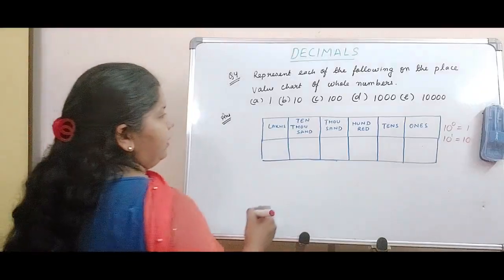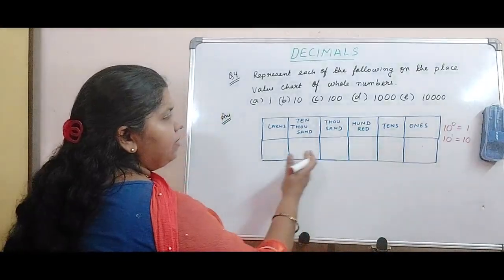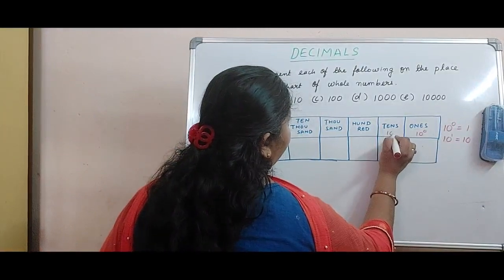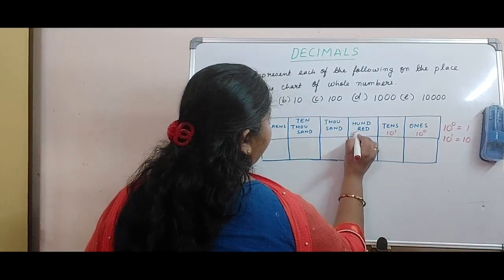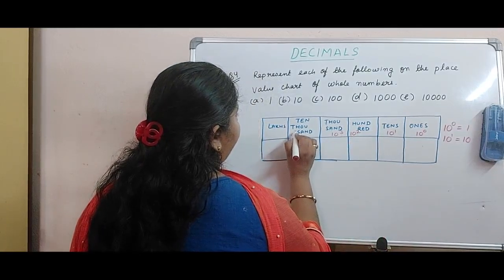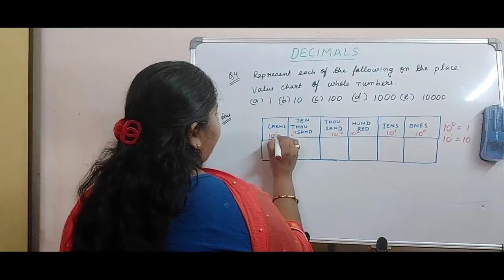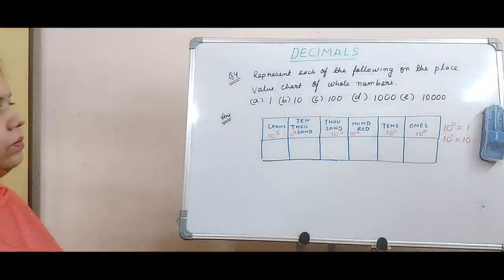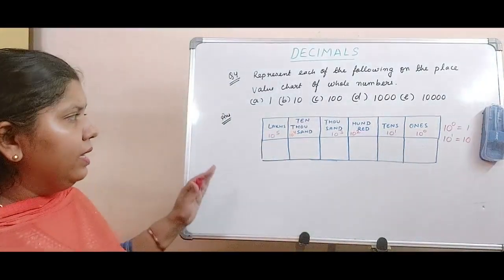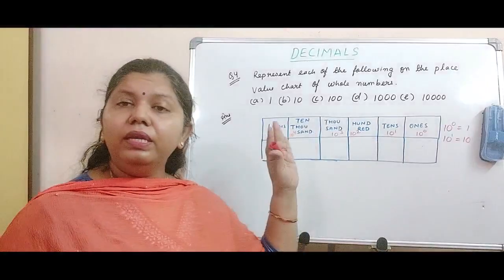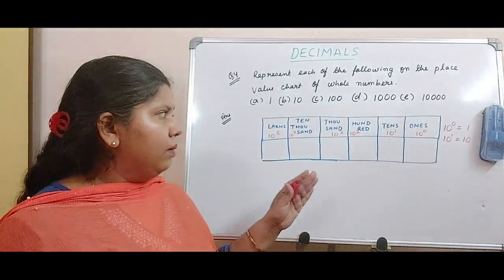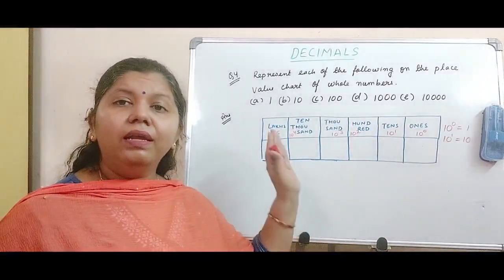So each time, we are increasing the power of 10. So this is your 10 to the power 0, 10 to the power 1, this is 10 to the power 2, 10 to the power 3, 10 to the power 4, and this is 10 to the power 5. Each time we are increasing the power, which means we are multiplying with another 10.